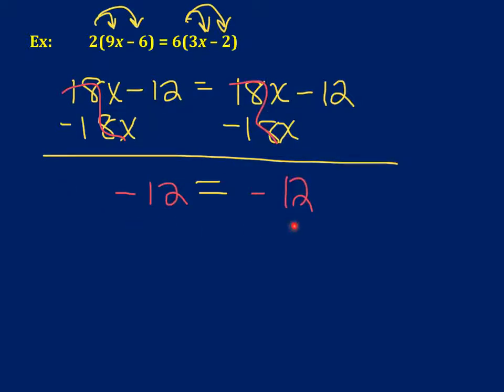In this problem, I have two numbers that are actually equal to each other. Now this does not say that x equals negative 12. It just says that negative 12 equals negative 12. Since that is a true statement, what that means about x is that x can be all real numbers.